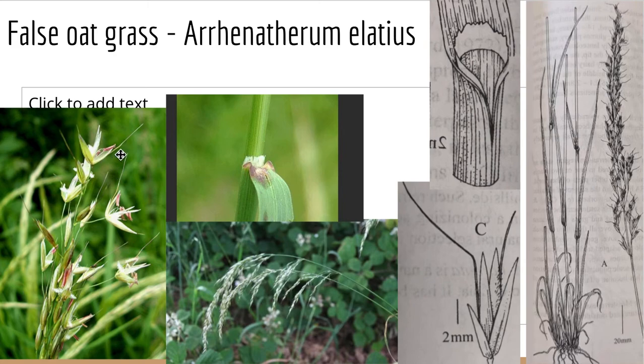However, there are some instances where that is not the case, and it is harder to identify when that happens. So the other lemmas and glumes bear no awn or only a very short awn, as you can see here. So you've got the main awn, and then the small awn.